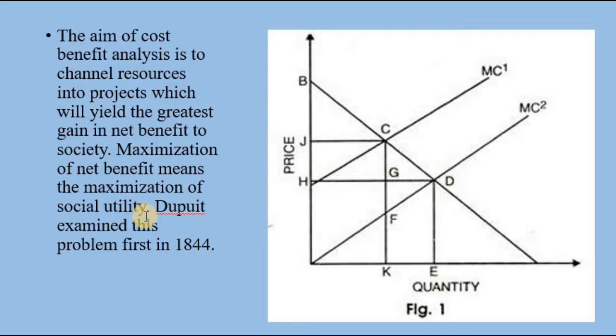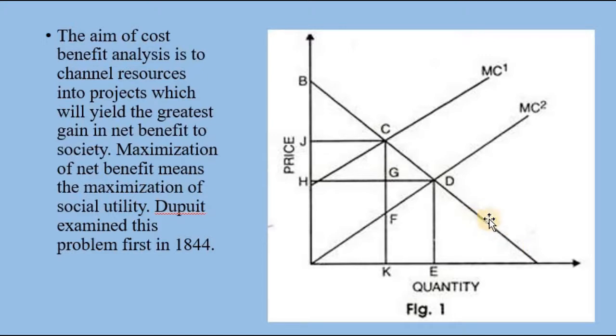Now we'll understand this with the help of this figure. Here it is assumed that any new project undertaking will lower the cost, that is from MC1 to MC2, and as a result the market price is determined at the point of intersection of marginal cost with the demand curve BQ. This is the demand curve.